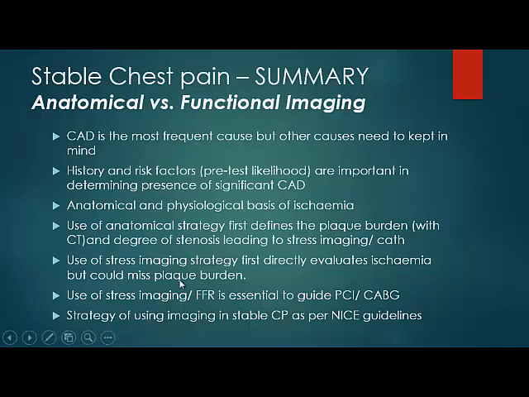If you use stress imaging first, then you do evaluate ischemia, but you may miss the plaque in the coronary wall. But the important thing is that use of stress imaging and or FFR is essential to guide any revascularization with PCI or CABG. Okay? And the strategy of using imaging in stable chest pain as per NICE guidelines is what maybe some hospitals are following, some are not, some are totally ignoring the NICE guidelines.